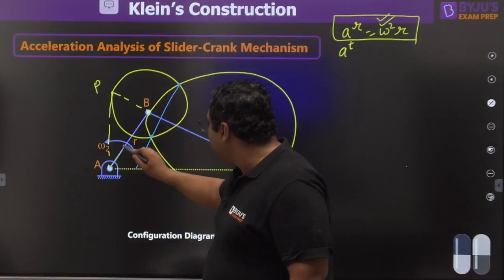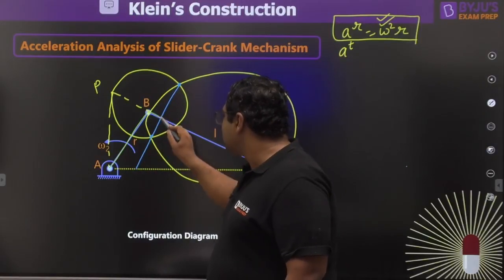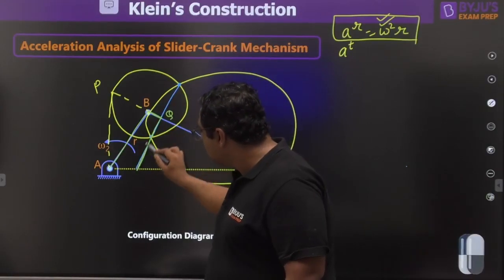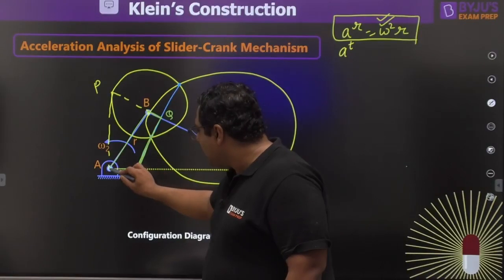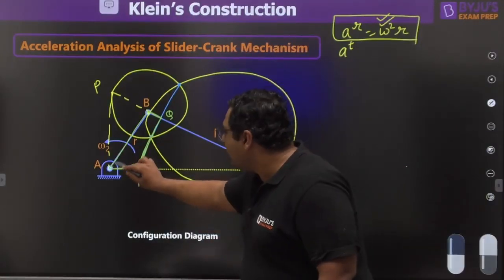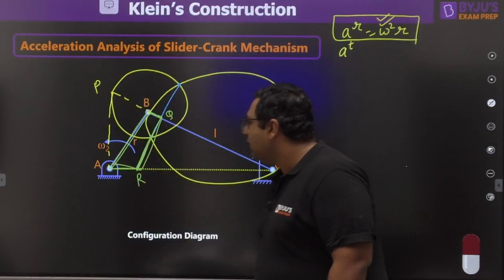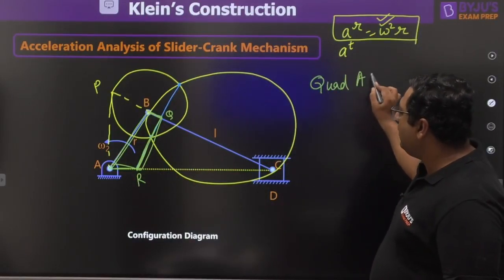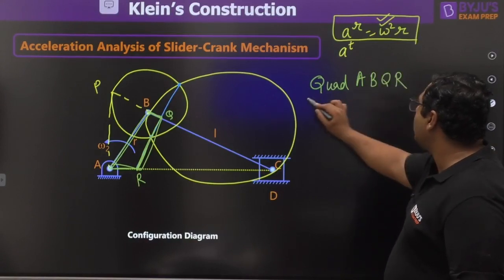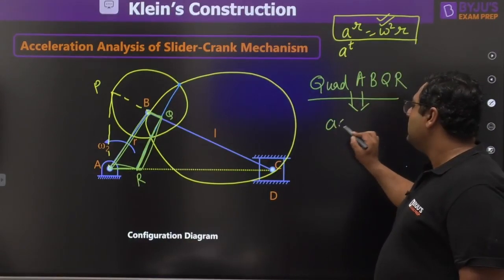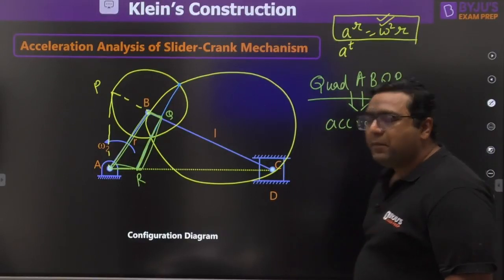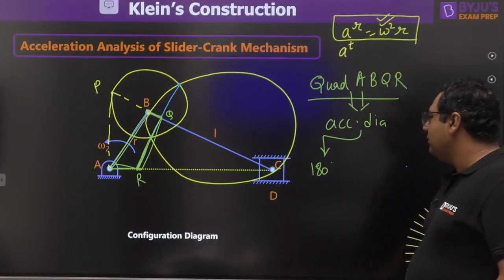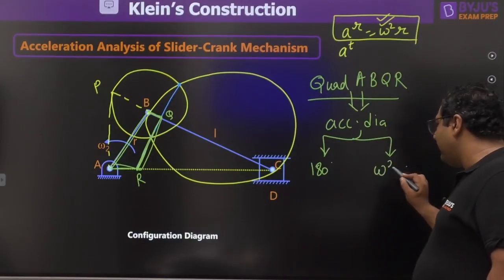Then he says this is AB. This they have given the name Q, and this is R, and this is A. So if you see, we are having these 4 lines. This is the quadrilateral. So I will say quadrilateral A, B, Q, R is nothing but the acceleration diagram, but this diagram is oriented by 180 degrees and has a scale factor of omega.